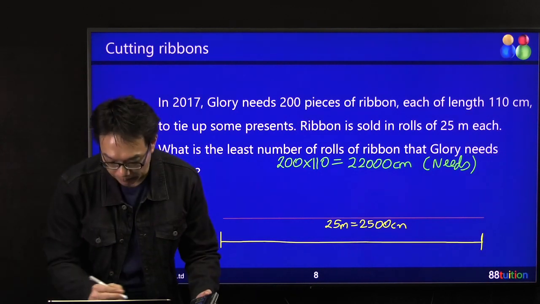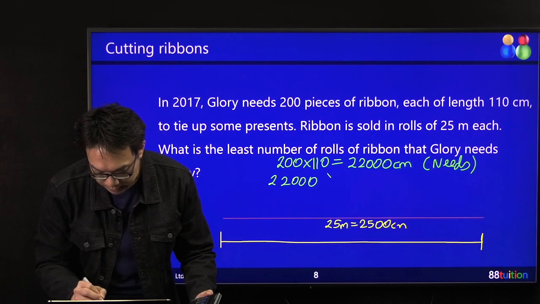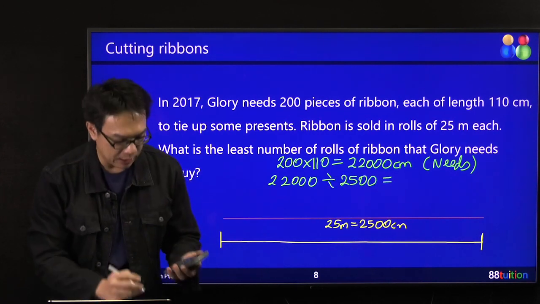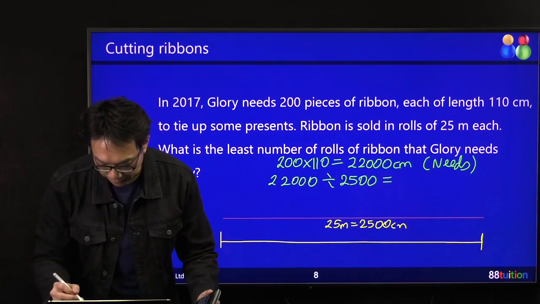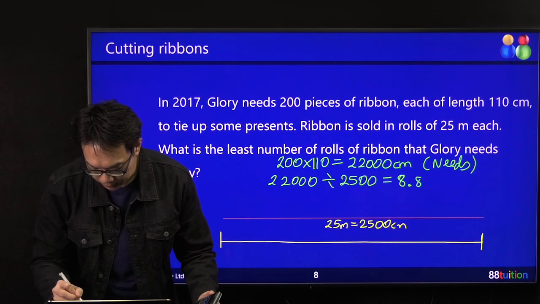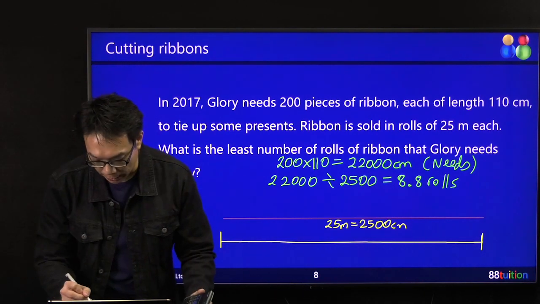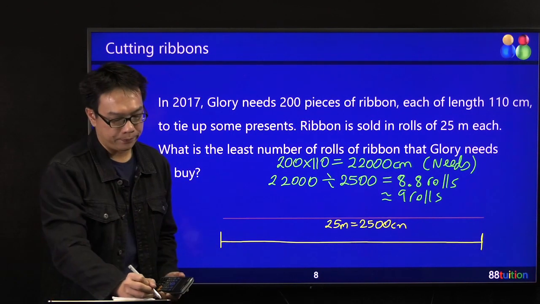Wow, luckily I got compare. So 22,000 is what I need. Inside my 22,000, how many 2,500 are there? Cm and cm, very fair. Let me divide by 2,500. Oh, I need 8.8 lor. 8.8 rows. If it's 8.8 rows, 8 rows not enough, so I need 9 rows. 9 rows of ribbons.